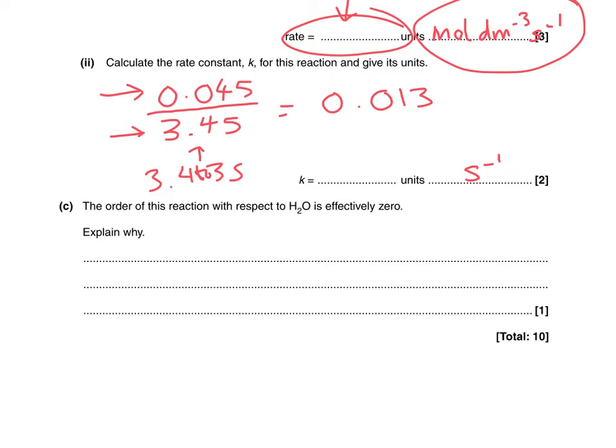Right, the order of this reaction with respect to water is effectively 0, and explain why. It's a slightly tricky question, but effectively water's going to be in huge excess because it's dissolved in water. That's the main reason, or you could say that the concentration of water is very large, or it doesn't change. So relative to the amount of reactants, the number of moles of water being added or lost through the reaction is very, very small.